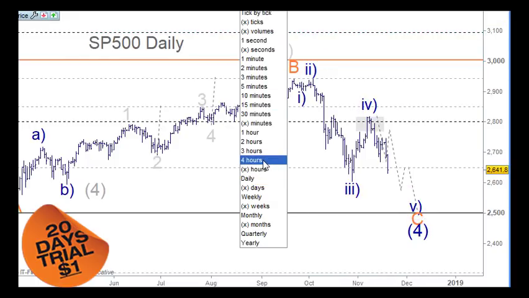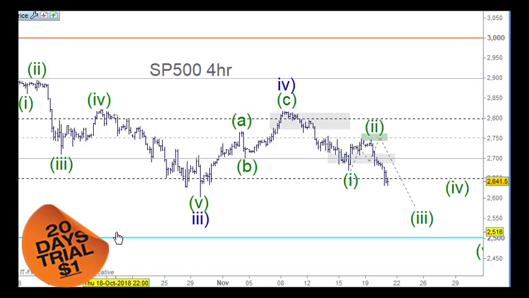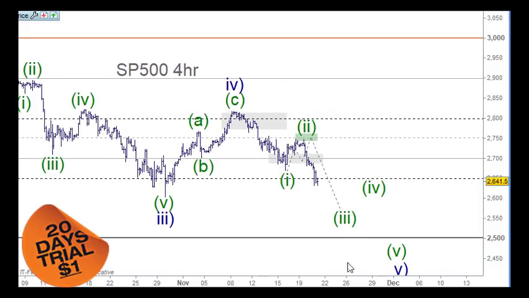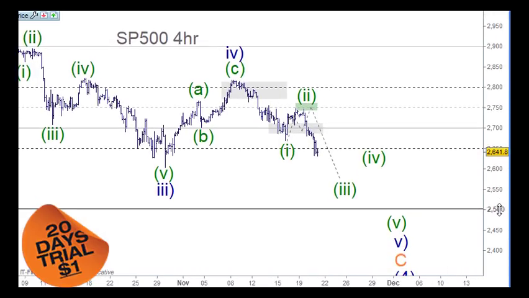So let's go to the 4-hour chart here, and in this instance we're looking at wave 4 here with 5 waves down for wave 1, ABC back for wave 2, and then we're looking for 5 waves down for wave 3 here. Wave 3, as I would have mentioned before, will be longer and stronger than wave 1, and then we'll have wave 4 and wave 5 here. So we're definitely in wave 3 here.